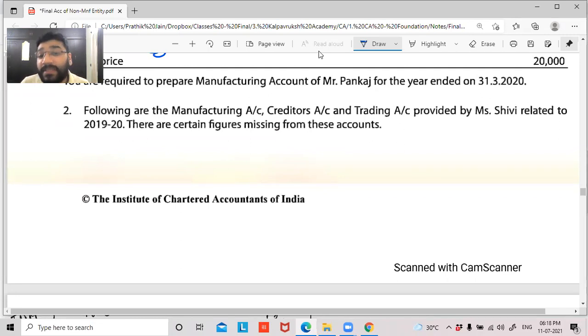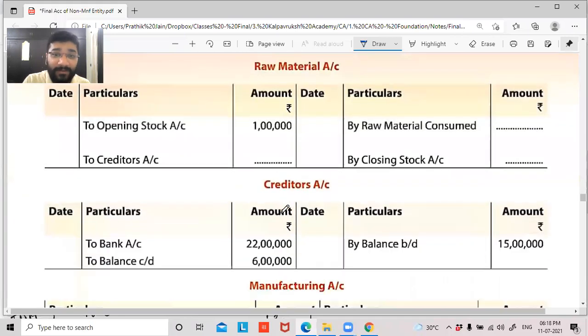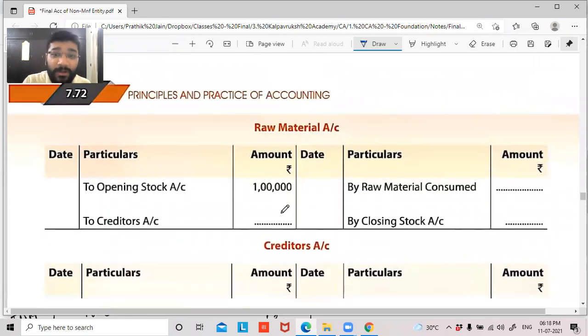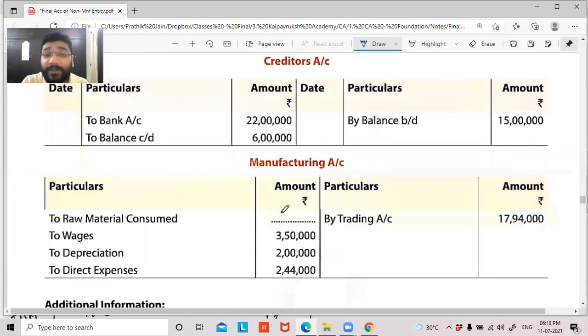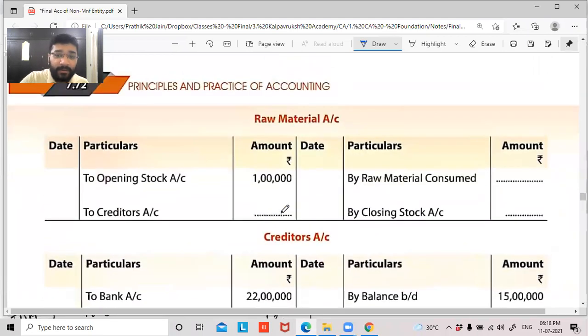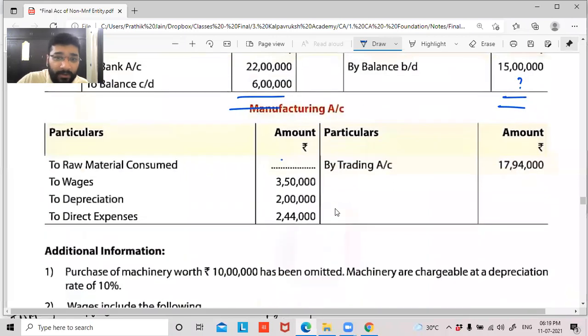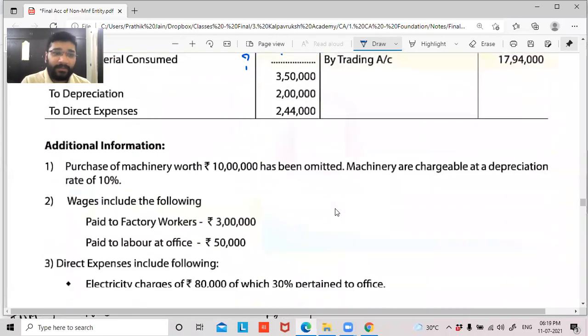There are certain figures missing from these accounts. They've given you the raw material account, creditors account, manufacturing account. And if you see here, in the raw material part, guys, this is blank. And in the creditors account, there is no total. Total is missing, and debit side and credit side are not matching. So there should be something which is coming here. What it is, we don't know. We have to see. Then they've given the manufacturing account where this is missing. Then additional information, guys.